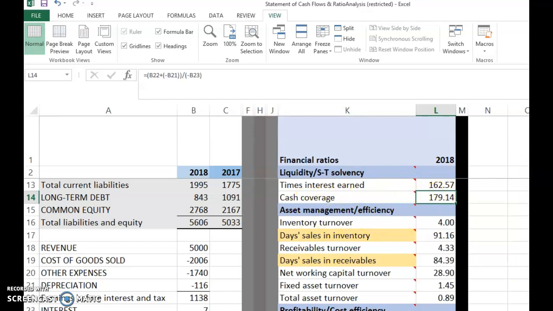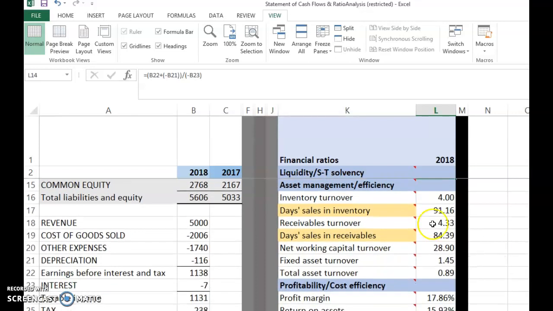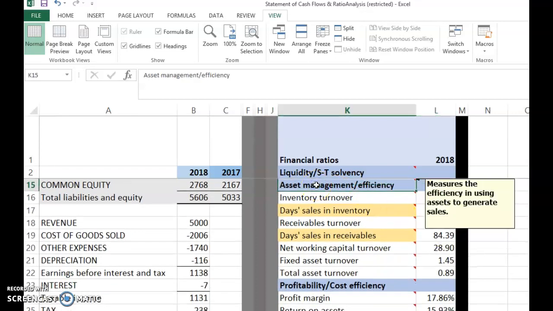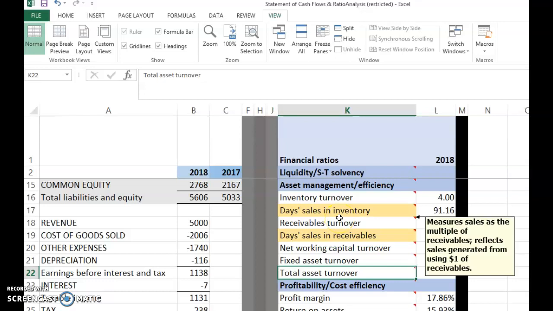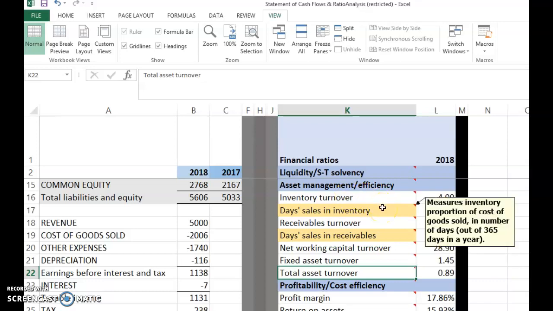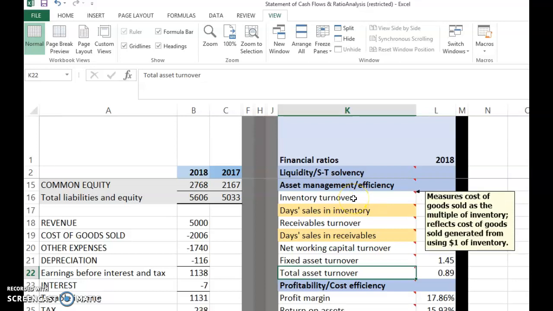Alright, with that we finish the second category of financial ratios. Now we move on to the third category, which is asset management or asset efficiency ratios. Now here we have many more ratios. This category has the largest number of ratios. We have 1, 2, 3, 4, 5, 6, and 7 ratios, 7 ratios altogether. But some of the ratios reflect the same information, presented differently. Therefore, there are actually only 5 types of ratios.